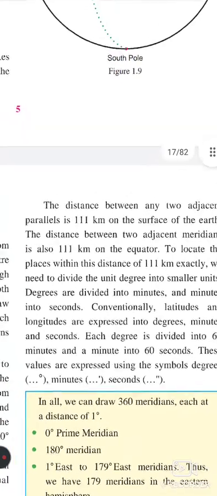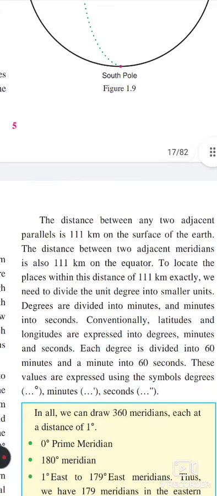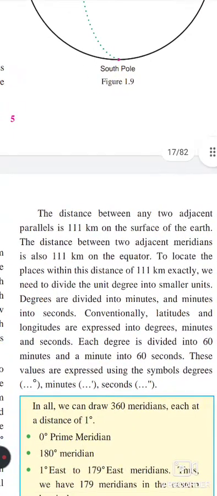The distance between two adjacent parallels is 111 kilometers on the surface of the earth. The distance between two adjacent meridians is 111 kilometers on the equator. To locate a place within the distance of 111 kilometers exactly, we need to divide the unit degree into a smaller unit. Degrees are divided into minutes and minutes into seconds.